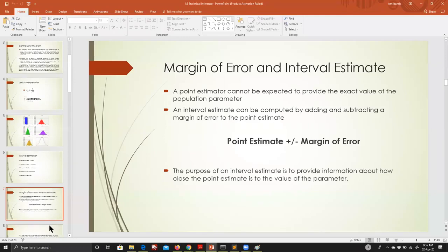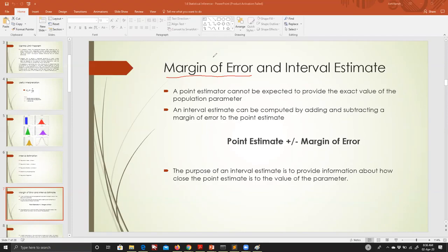Now, basically why interval estimate is important is because there is a margin of error. Do you understand this phrase, margin of error? Acceptable error, maybe? Acceptable error. Okay, good.